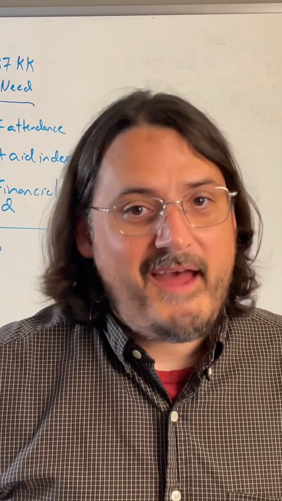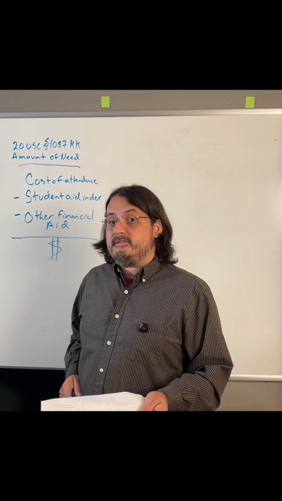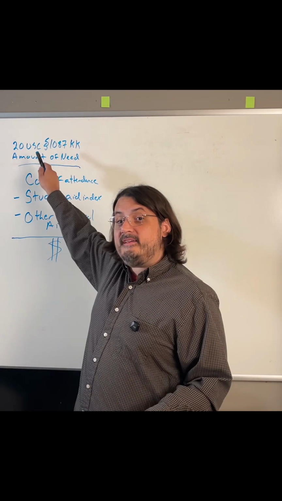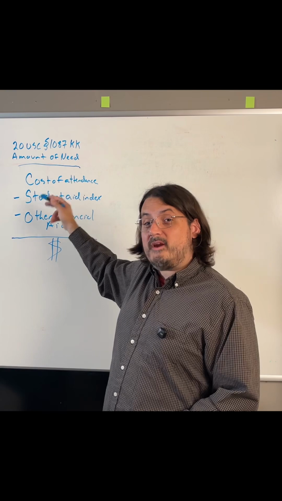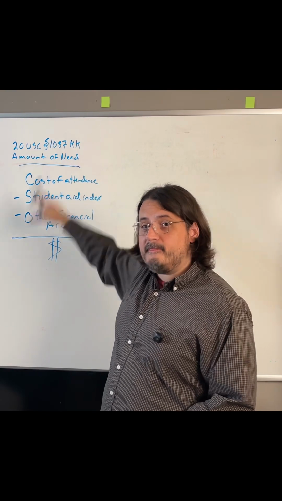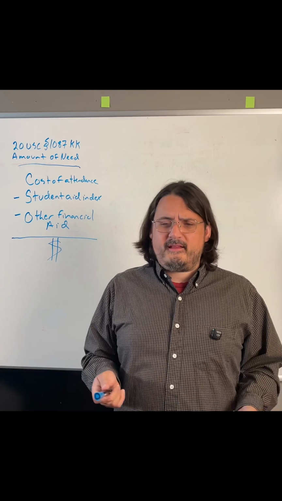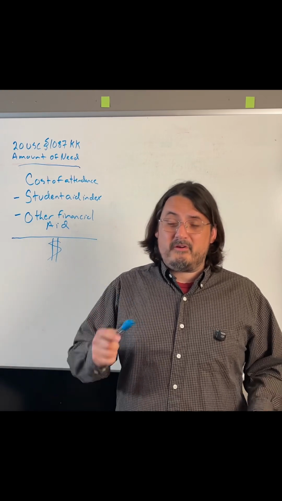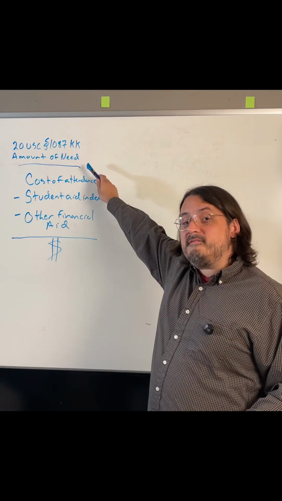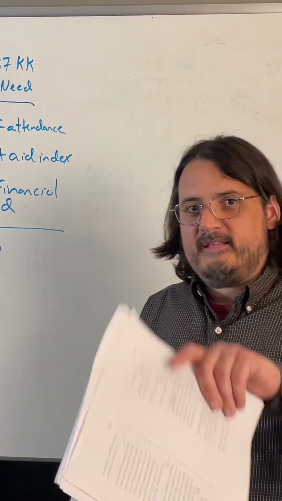Now let's take a look at the big beautiful bill. Section 3002 amends 1087 KK. First, it says for the 2025-2026 school year, nothing changes. But for 2026-2027, which I'm sure coincidentally is the first school year when there will be a different group of people in the House of Representatives, the amount of need will be calculated differently. Let's see what they do.